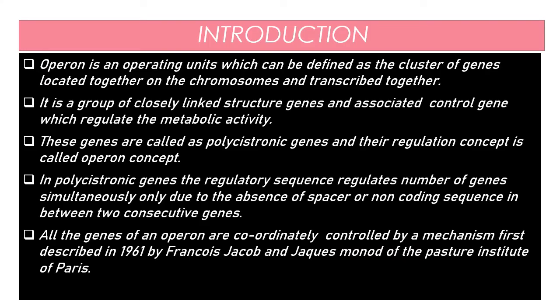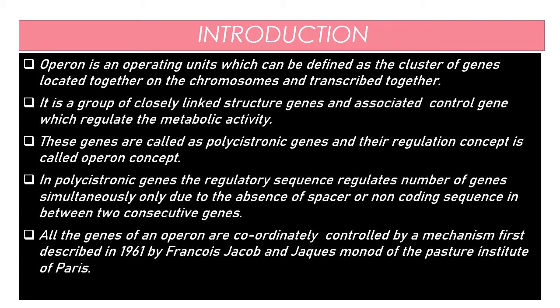Introduction. An operon is an operating unit which can be defined as a cluster of genes located together on the chromosome and transcribed together. It is a group of closely linked structural genes and associated control genes which regulate the metabolic activity. These genes are called polycistronic genes, and their regulation concept is also known as the operon concept.